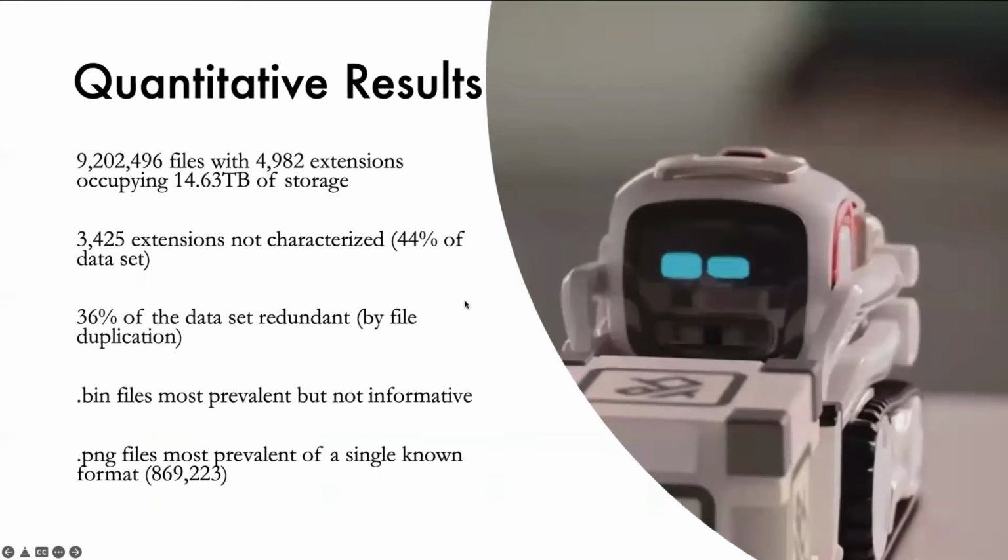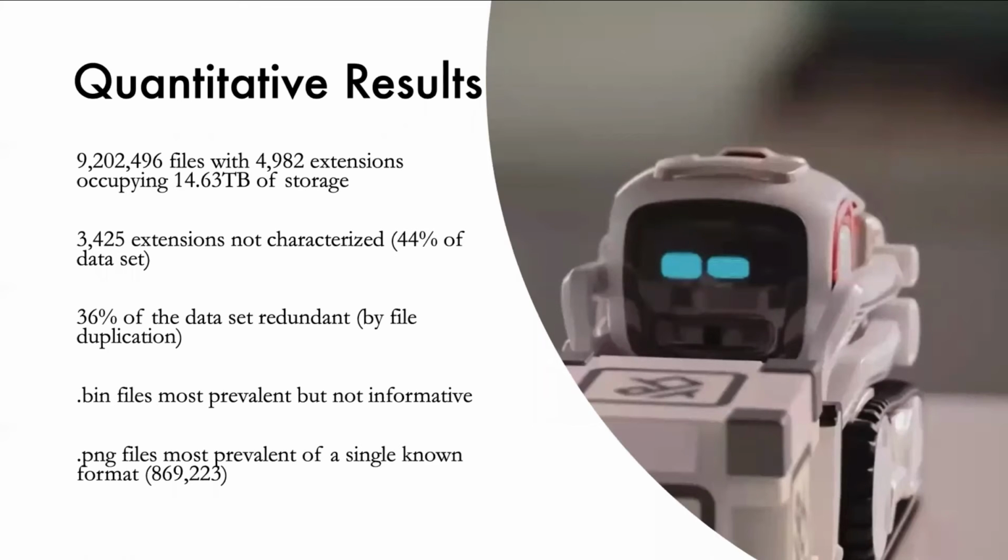And so just the basic quantitative results we're illuminating. So there's 9.2 million files in the data set with 4,900 extensions. 3,400 of those extensions were not characterized by Droid. And 36% of the data was redundant across the data sets.